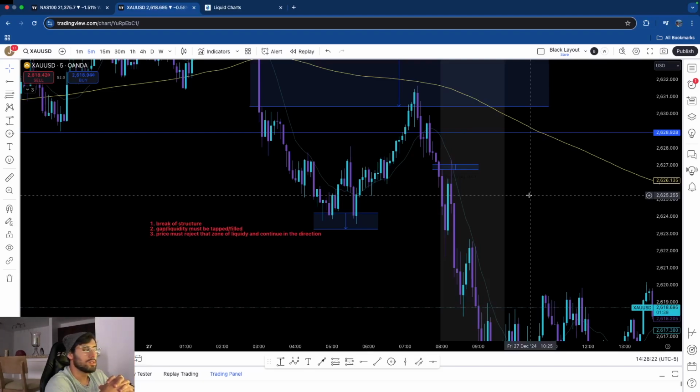So that's it. It's quick. It doesn't have to be long. That's the criteria. Break of structure, 1. 2, price must come up and fill a gap or a level of liquidity. It must be tapped, it must be filled. And then price must reject that area of liquidity, that zone of liquidity, and continue back in the direction, in this example, back down, because we're anticipating that price is going to move down. And then we execute.